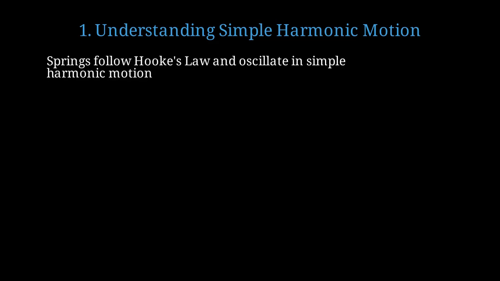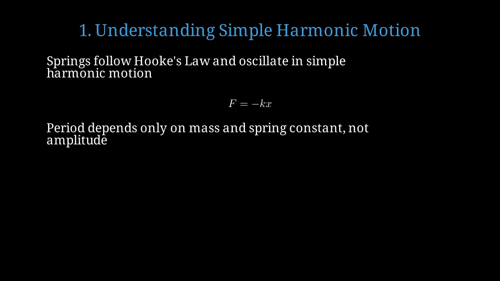First, let's understand the physics of simple harmonic motion in a spring system. Springs follow Hooke's law, and when displaced from equilibrium, they oscillate in simple harmonic motion. The restoring force equals negative k times displacement, where k is the spring constant. An important property is that the period depends only on mass and spring constant, not on the amplitude of oscillation. The mass oscillates between maximum displacement positions, passing through equilibrium, where velocity is maximum.